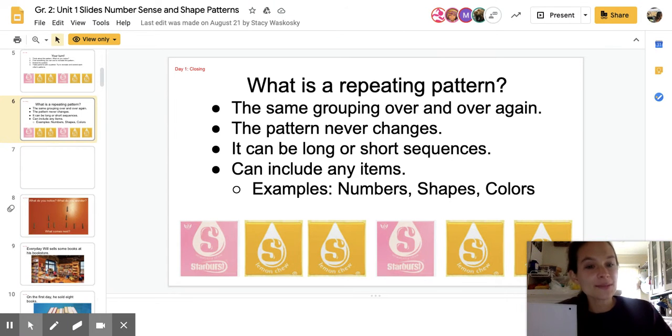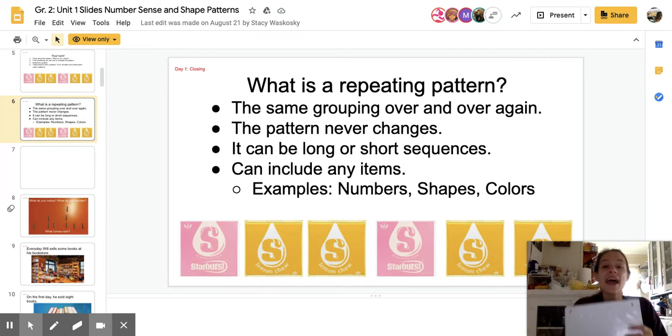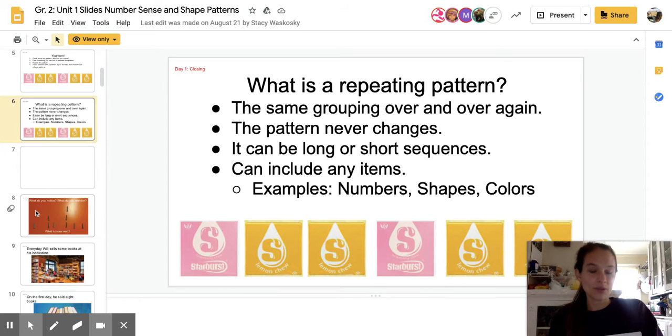Yesterday we talked about repeating patterns, and we discussed how a repeating pattern is the same grouping that happens over and over again. A repeating pattern can include any items. Some of you were inspired by the Starburst and used different types of candy to show me repeating patterns. I was really impressed with what you shared with me.